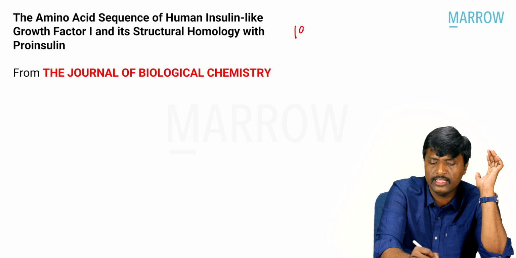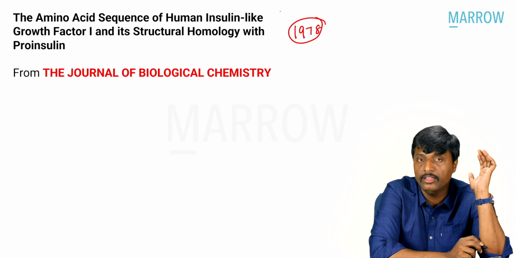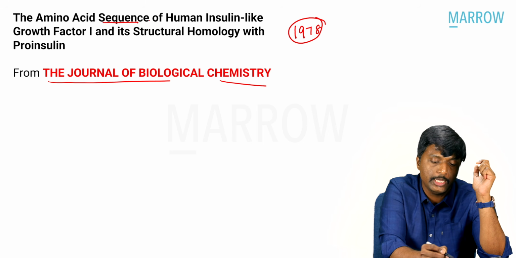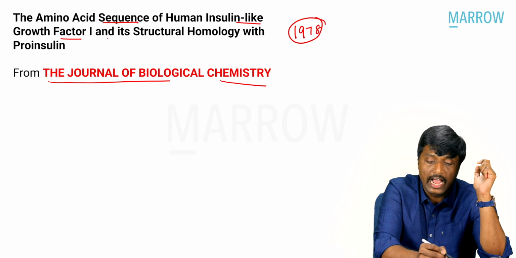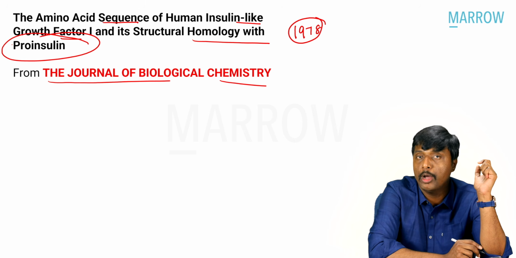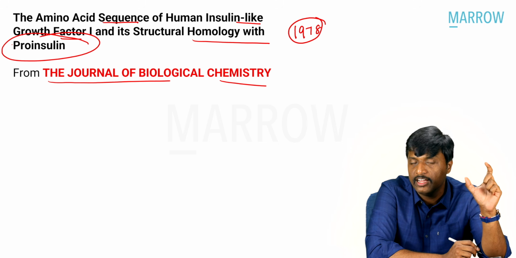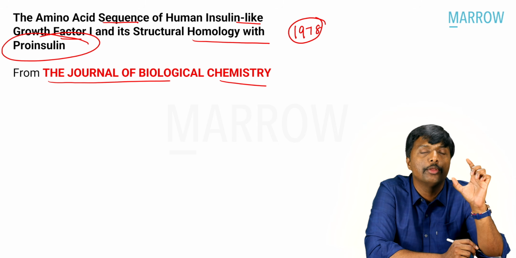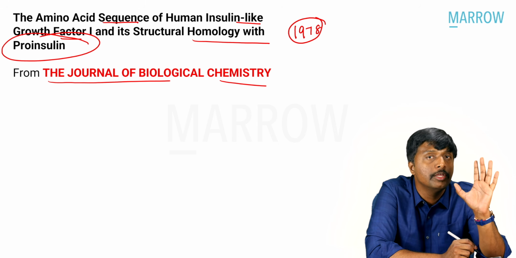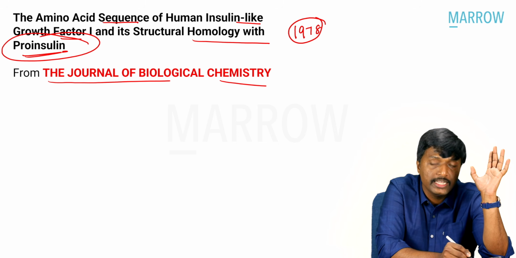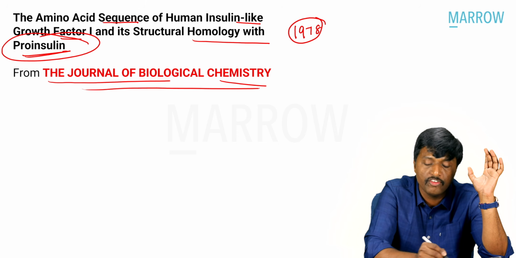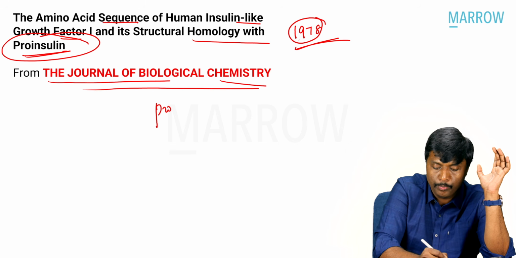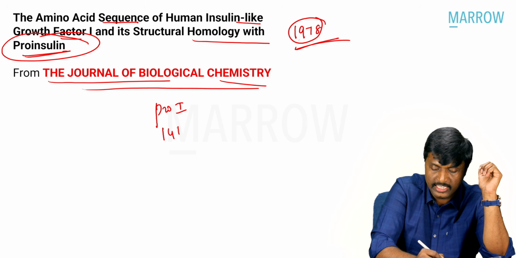Exactly, if I remember correctly, the year is 1978. They published their work in the Journal of Biological Chemistry. The exact title of that work is The Amino Acid Sequence of Human Insulin-like Growth Factor 1 and its Structural Homology with Proinsulin. Rinderknecht and Hummel. Remember the names? They discovered the structure of insulin-like growth factors and found they are structurally very similar to proinsulin. This is the title of their study, published in the Journal of Biological Chemistry in the year 1978.